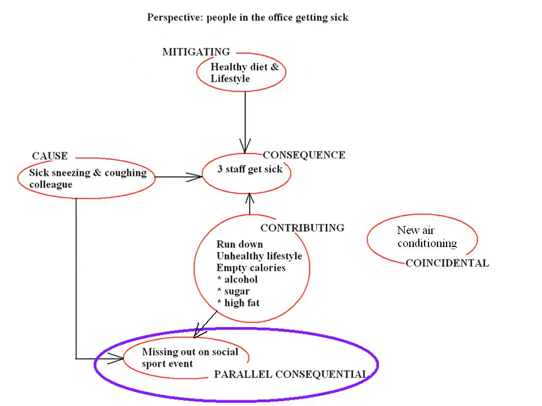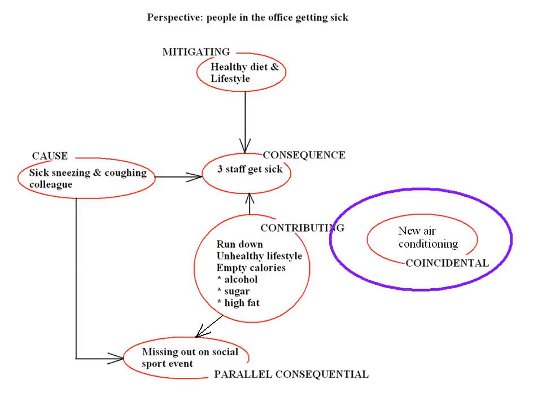The person missing out on the sporting event on the weekend was a consequence parallel with the 3 staff in the office getting sick. Another consequence would have been that these 3 staff members infected their own families and neighborhood. Their children might have been missing out on sports as well because they got sick themselves or because mum and dad were not available to transport them. There can be many parallel consequential risk factors.